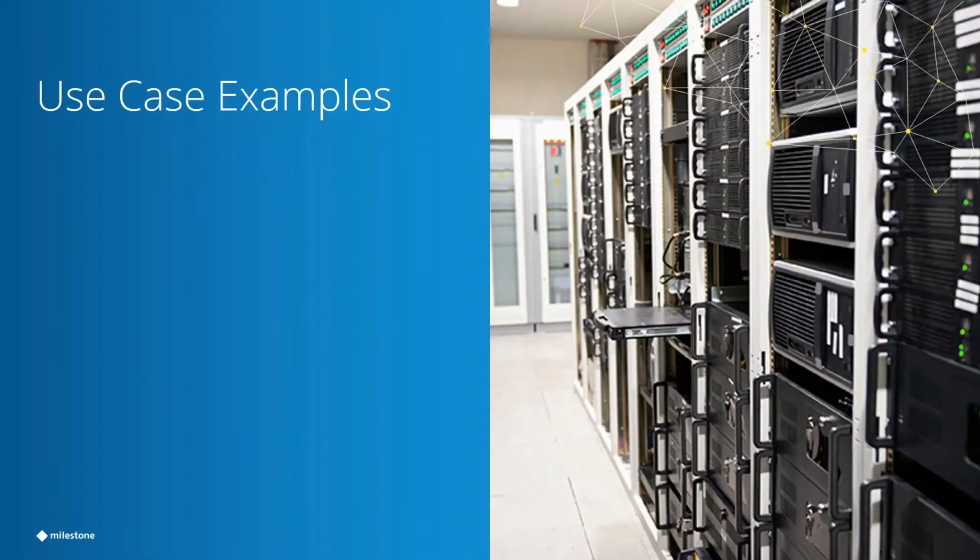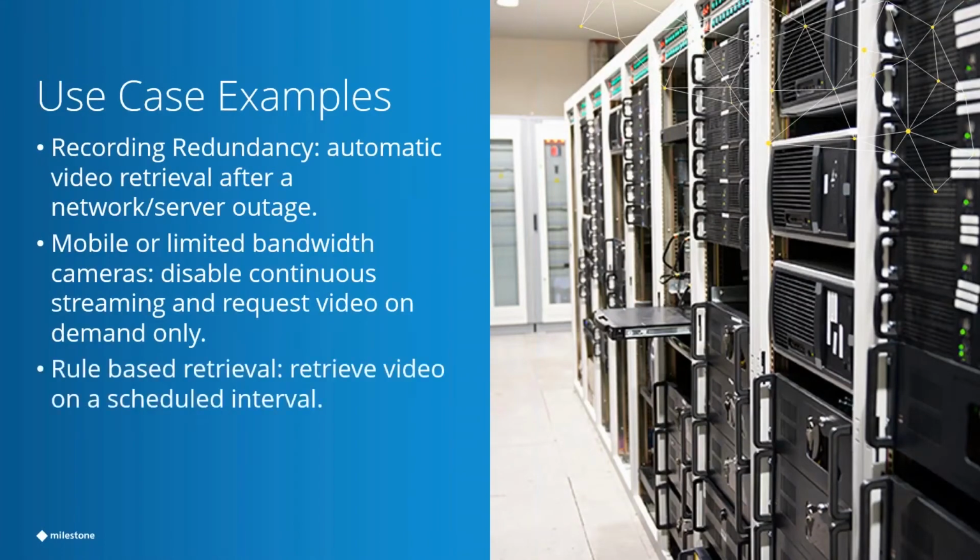So let's look at some use case examples. Expanding on the definition, for high availability in, let's say, poor bandwidth or high latency networks, edge storage can be a benefit as it allows for retrieval of stored video at the edge, and that can be either manually dumped into the XProtect media database, or automatically when connection is restored to the camera.